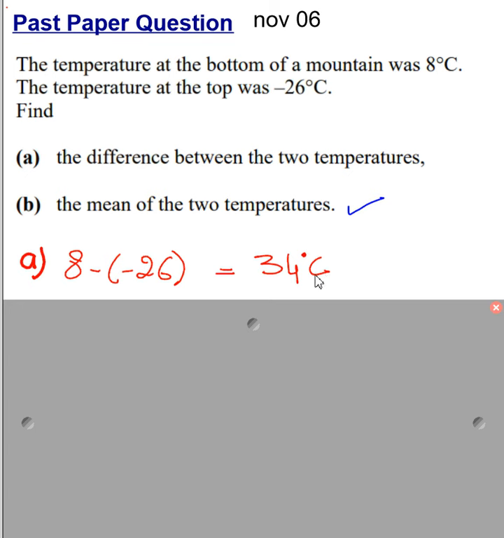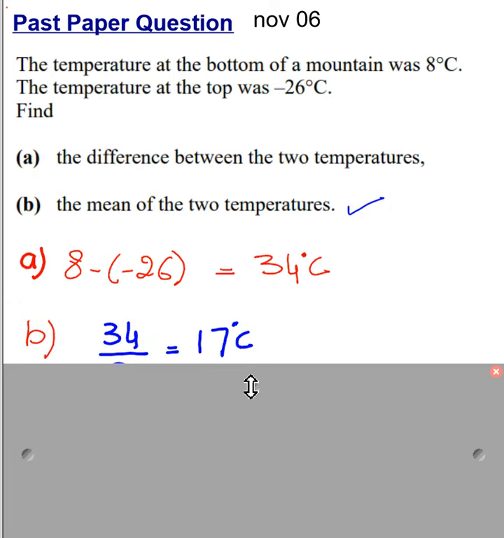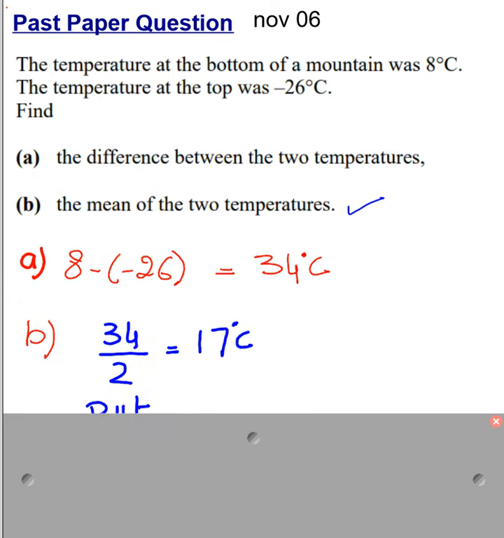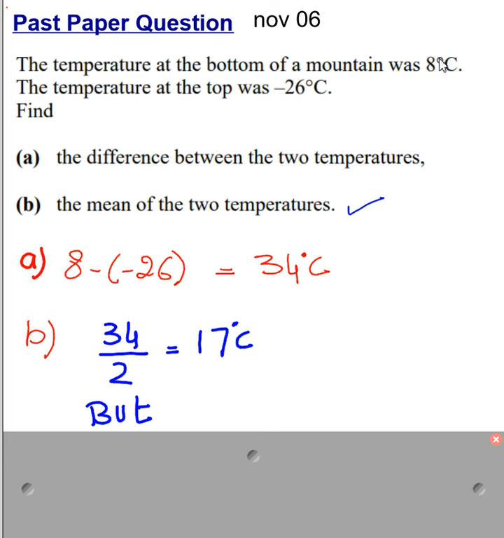34 degrees centigrade. Now we know that when we are finding out the mean of the thing, what we do? We add up all the things and divide by how many they are. So here, when I added these two, it is 34. If I divide 34 by 2, my answer will be 17 degrees centigrade. But now this can't be my mean, because my highest temperature is 8 degrees centigrade. So how can the mean be more than this? Mean has to be between these two, right? Between minus 26 and 8.